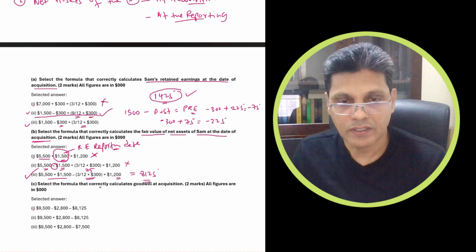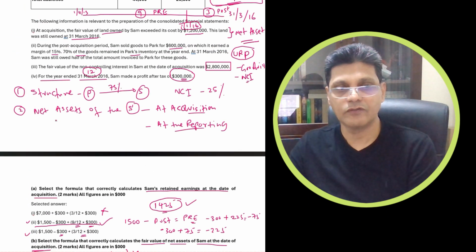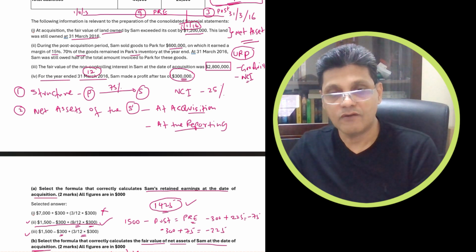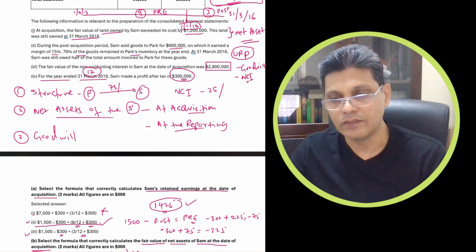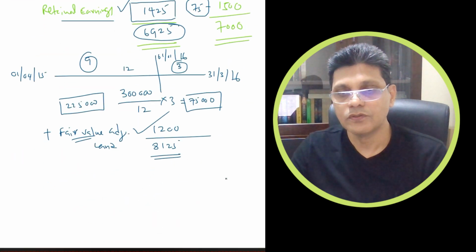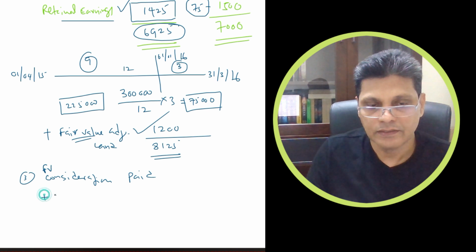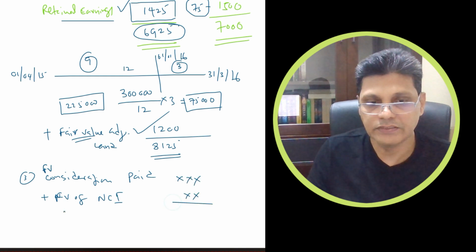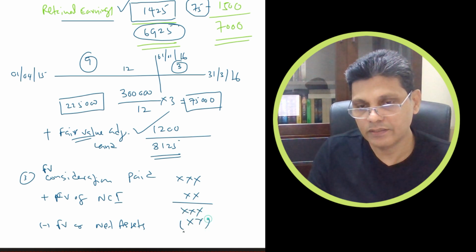Okay, now third one. Select the formula that correctly calculates the goodwill at acquisition. Okay, now the third step. Now the first step is to identify the structure, then to identify the net assets. So the first and the second question are from the net asset part. Now the third step is to identify the goodwill. How do you calculate the goodwill? To calculate goodwill, you should consider the fair value of the consideration paid. To that you need to add the NCI, the fair value of non-controlling interest. Okay, so consideration paid plus the fair value of the NCI minus fair value of the net assets at the acquisition date. From this total, if you deduct this, that's going to be your goodwill.